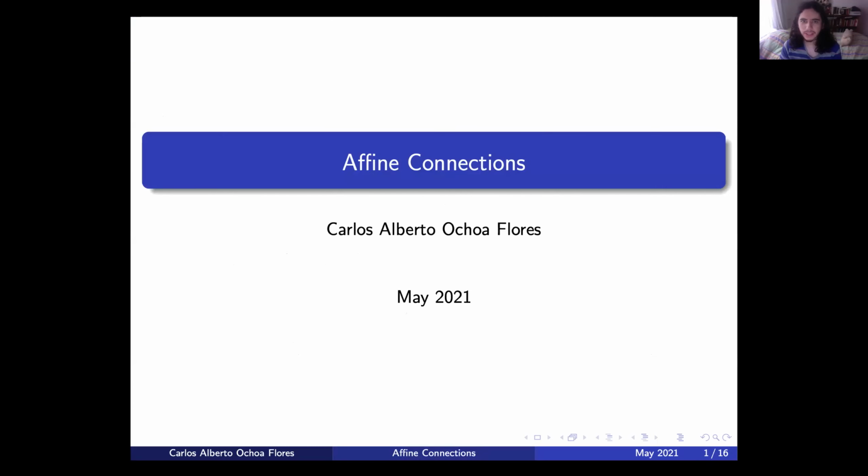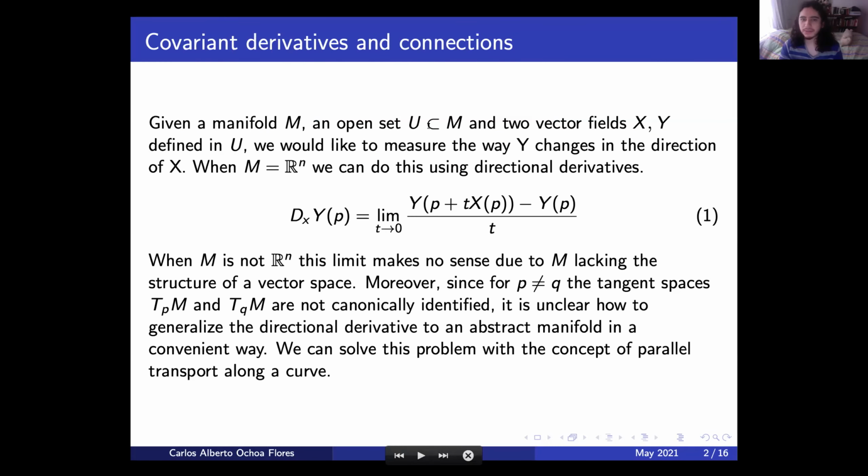Okay. Well, so today I'll talk about affine connections. That is a way of generalizing the idea of the directional derivative of a vector field in the direction of another vector field to an arbitrary manifold. So we can consider a manifold M and an open set U as a subset of M, and two vector fields X and Y defined on U. And we would like to measure the way Y changes in the direction of X. When M is the real n space, we can do this using directional derivatives that are defined by this limit.